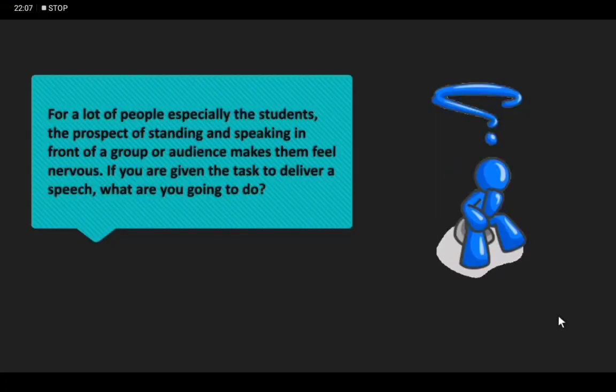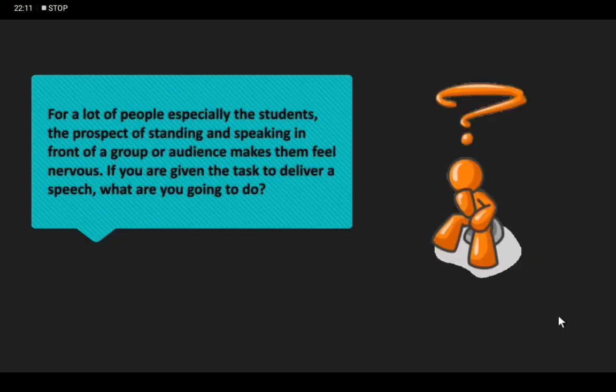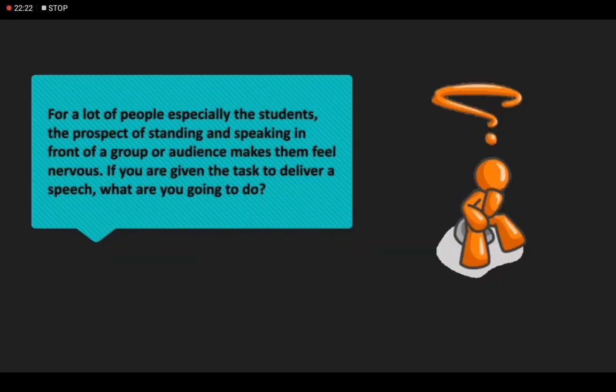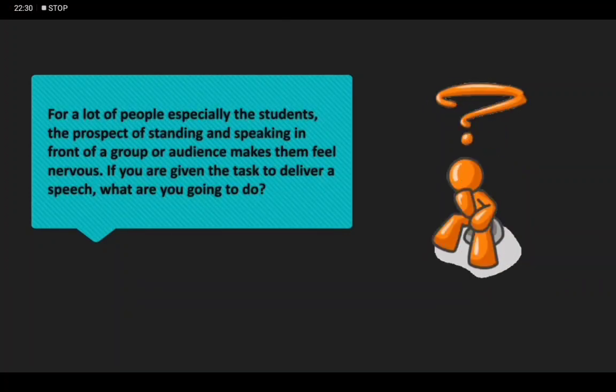For a lot of people, especially the students, the prospect of standing and speaking in front of a group or audience makes them feel nervous. Are you nervous when you do reporting? Are you nervous when you deliver a speech? Are you nervous when you answer your teacher's question? Now, if you are given the task to deliver a speech, what are you going to do?